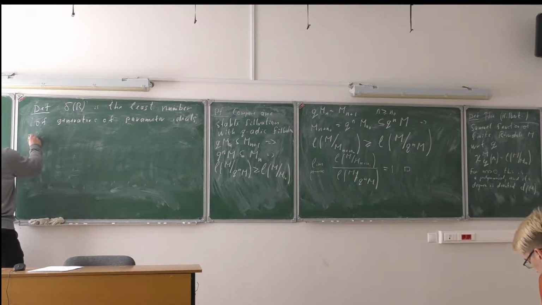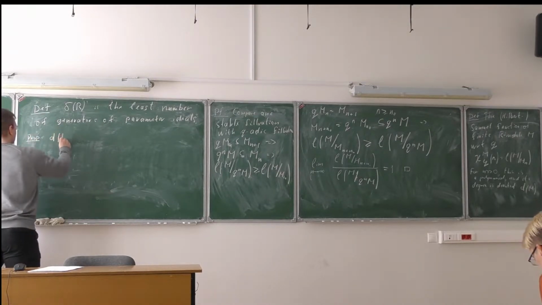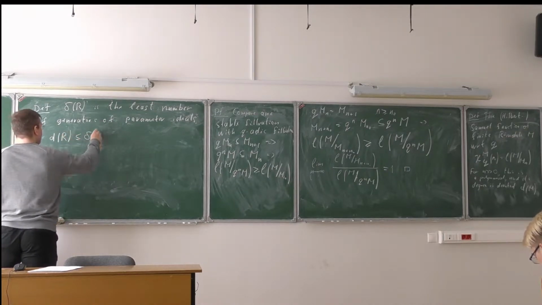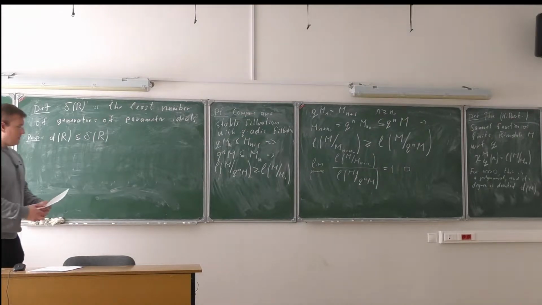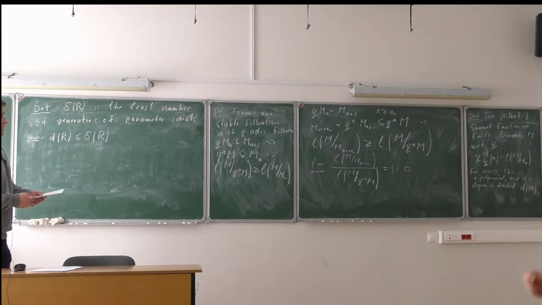So, proposition: d(R) is bounded by delta(R). And we don't need to prove this. We already proved the proposition that the degree is bounded by the number of generators, and of course the argument works for any parameter ideal, so this works for delta(R), for the smallest. Doesn't d(R) depend on Q? No, this doesn't depend on Q.